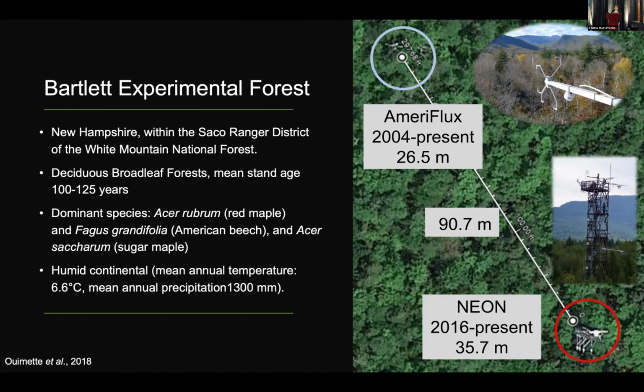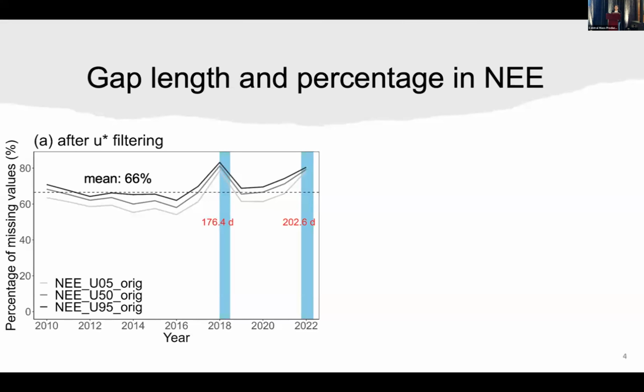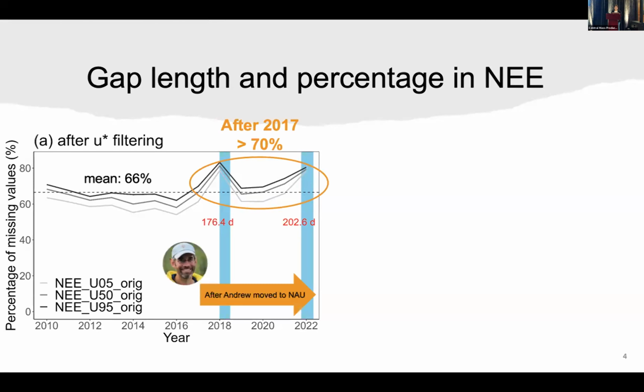the eddy covariance measurements from the 2 towers, but before we really do a comparison, we came across the issue of extra long gaps in the data set. On average, after U-star filtering, we are looking at 66% missing values in the data. It's worth noticing that after 2017, there's an increase in the gaps in the data, with some of the years going beyond 70%. And it somehow coincides with Andrew's move to Flagstaff.